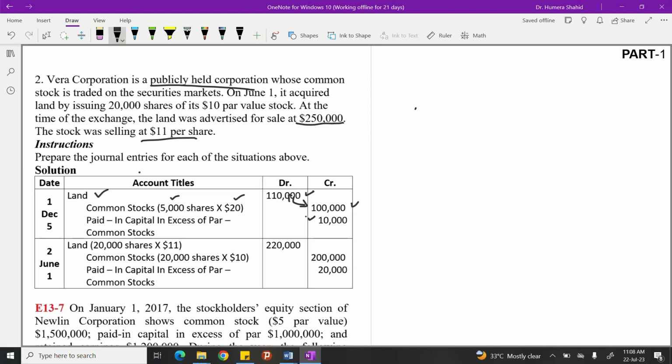Now the rule is consideration given up or consideration received, whichever's fair value is more evident. $11 is the fair value of the stock, because this is the consideration you are giving, but we don't have a fair value for the land. We have an advertised value, which is negotiable. So we will record the asset with the fair value of consideration given up.